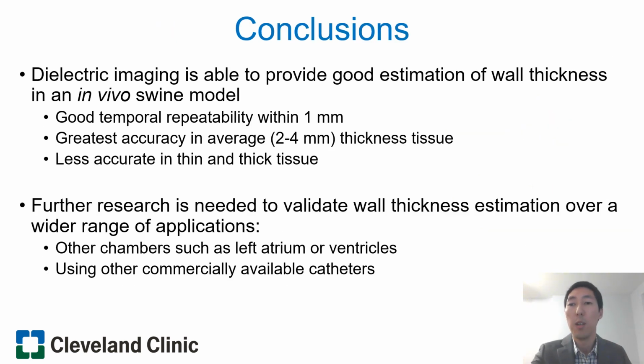In conclusion, we found that dielectric imaging using the KODEX EPD system and a commercially available catheter was able to provide good estimation of wall thickness in vivo, with repetition error less than 1 millimeter and greatest accuracy in 2 to 4 millimeter thick tissue. Further work is needed to improve accuracy over a wider range of thicknesses, as well as to validate this system in other chambers, such as the left atrium or ventricles, and using other commercially available catheters.